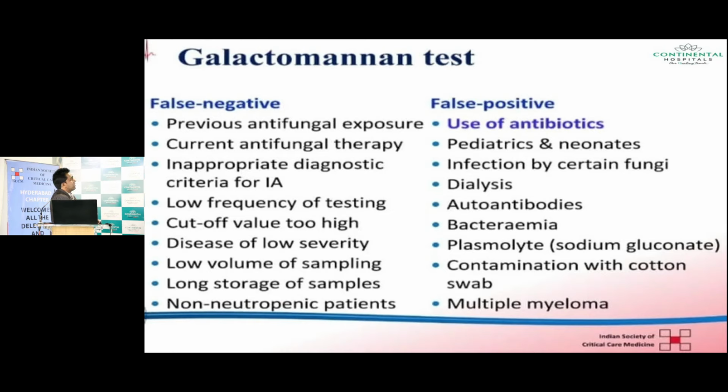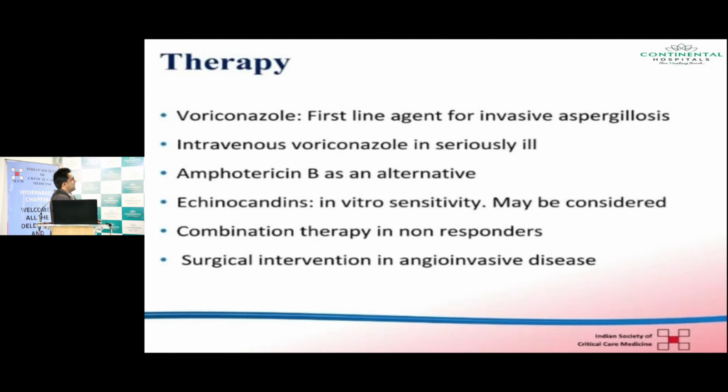Use of antibiotics is important. The beta-lactam antibiotics that we use, piperacillin or amoxicillin, have a high incidence of false positivity. Voriconazole is the first line drug for aspergillosis. Amphotericin is an alternative. Echinocandin inhibitors can also be used. Combination therapy for non-responders, and surgical intervention in individual cases.